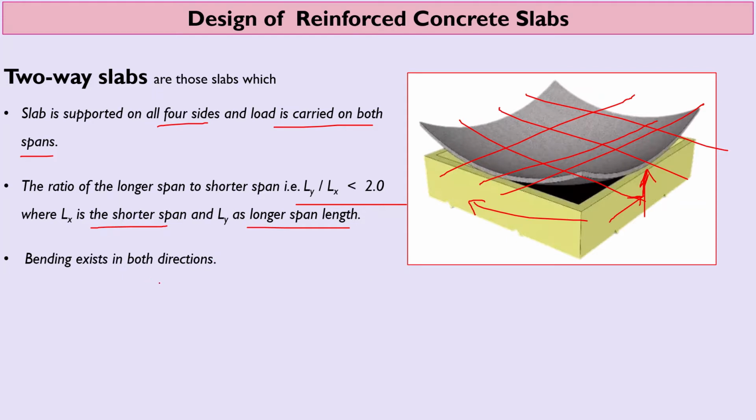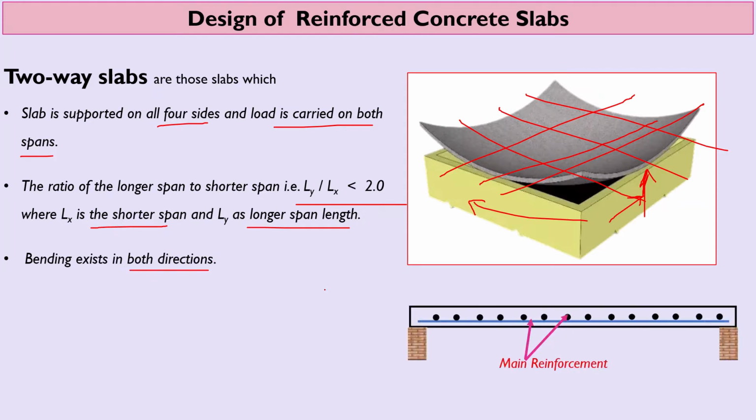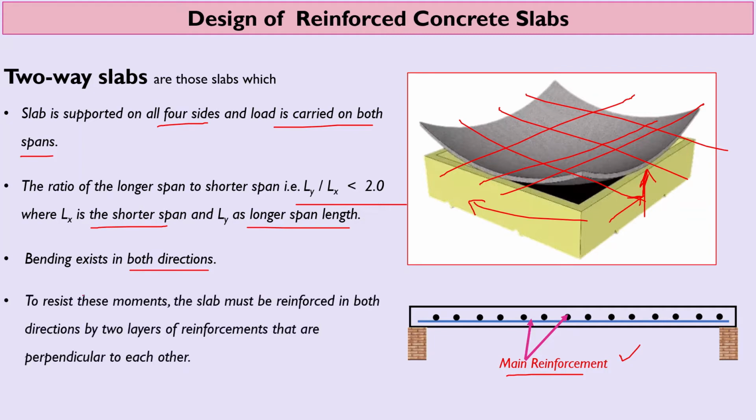As I discussed, bending exists in both directions, and you can see here that the blue color as well as the black color steel are both termed as main reinforcement, that is tension reinforcement. So we can say tension reinforcement along the x direction as well as along the y direction, or better to say, tension reinforcement along the longer span as well as the shorter span. To resist these moments, the slab must be reinforced in both directions by two layers of reinforcement perpendicular to each other, which you can see in this diagram.